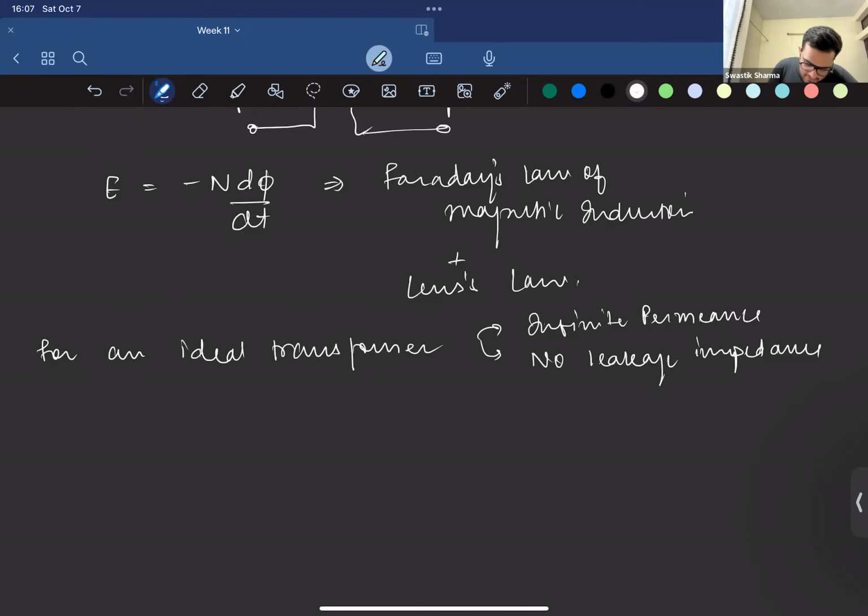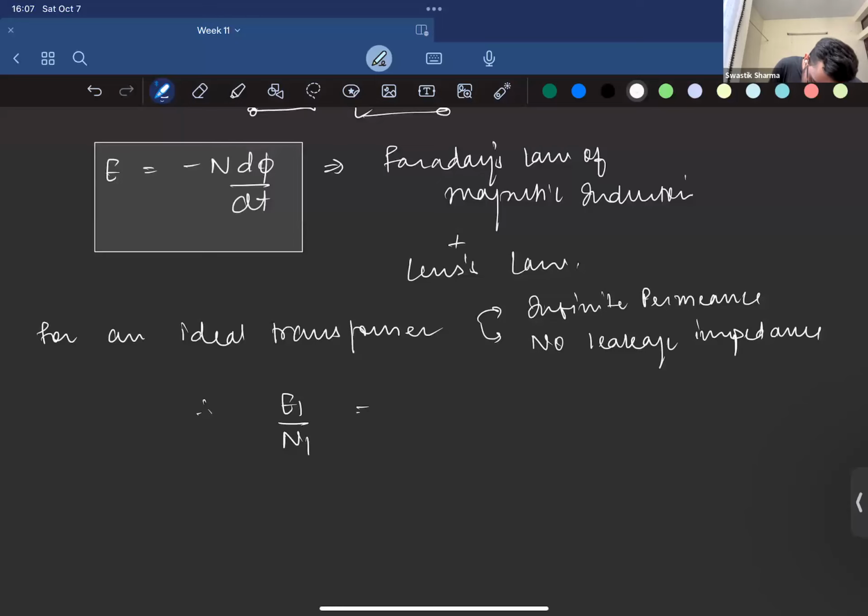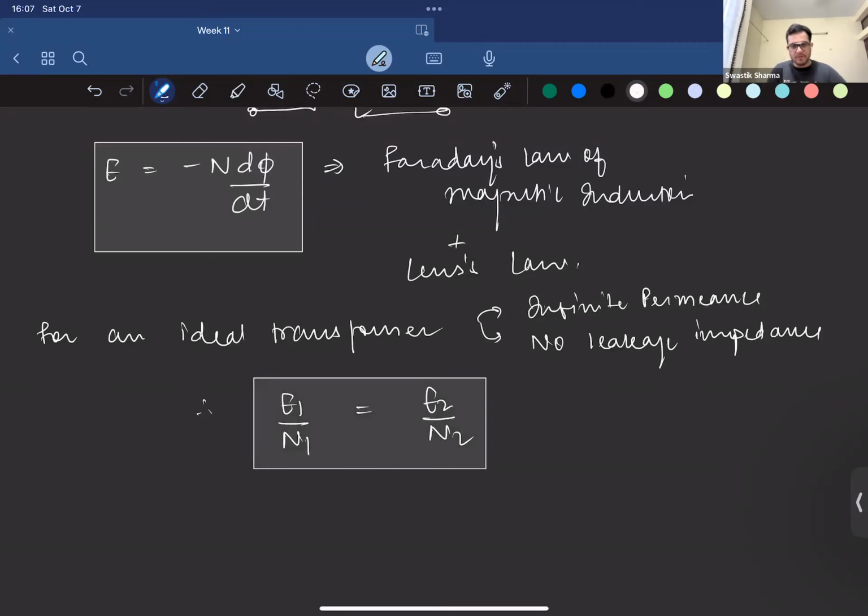Great. So this means that the flux will remain the same for both of the coils, which gives, therefore, E1 by N1 is the same as E2 by N2. That means the induced EMF per number of turns is the same for both the coils.